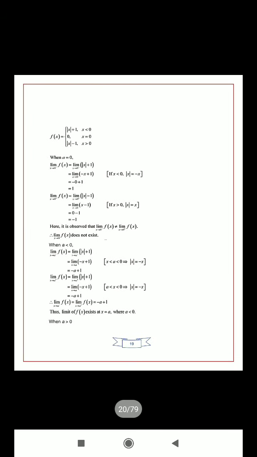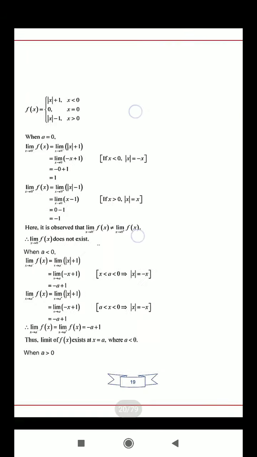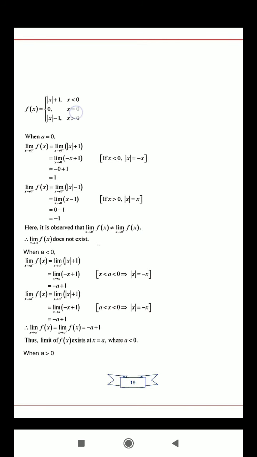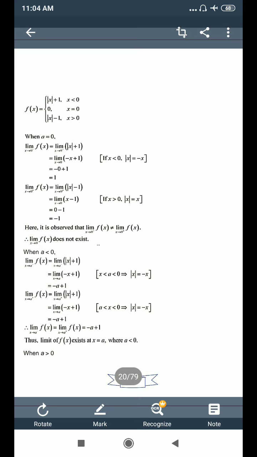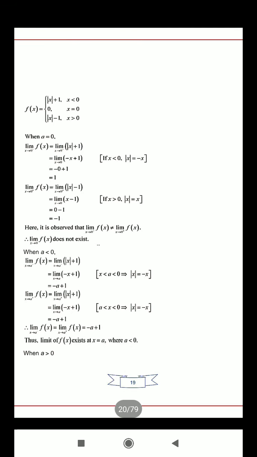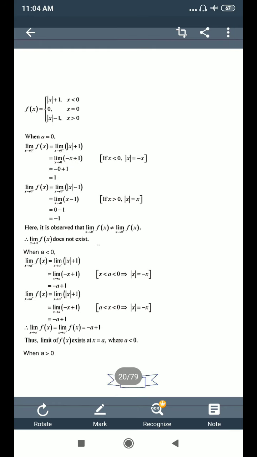So what we'll do actually, first at x equal to 0, we can easily calculate the limits, because on the left side of 0 and the right side of 0 the function is given. So we'll calculate at a equal to 0 first of all. For the left hand limit, I will use this as a function, modulus of x plus 1. And when x is less than 0, you know that modulus of x is minus x. So I have replaced modulus of x as minus x. Its value is 1.